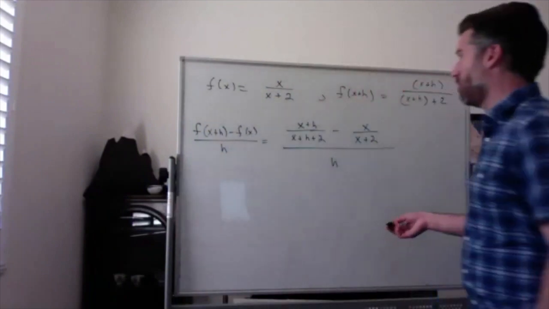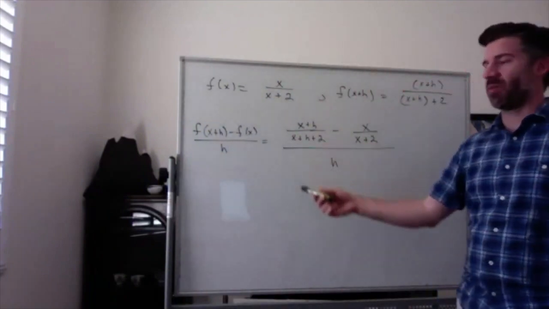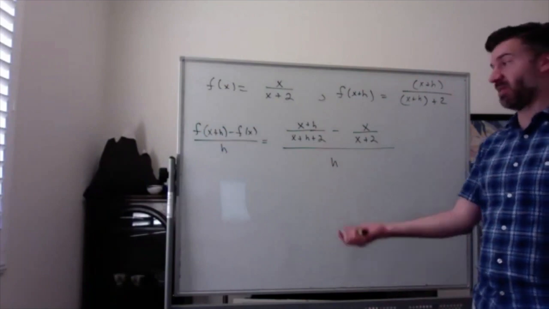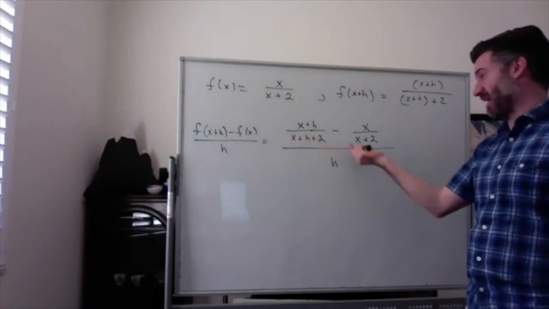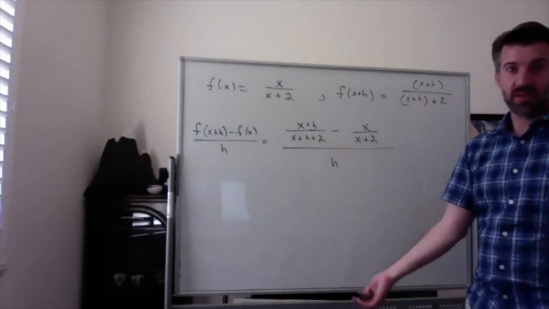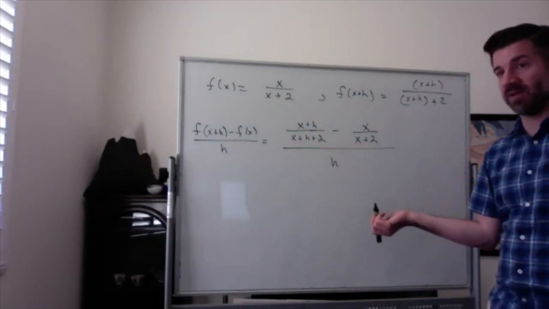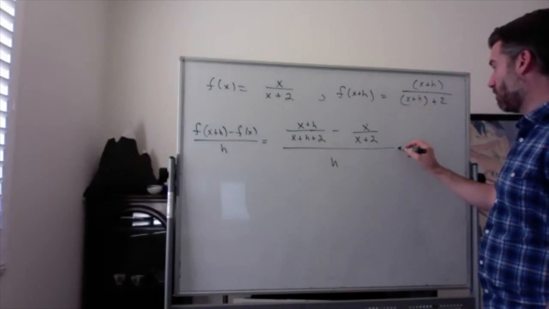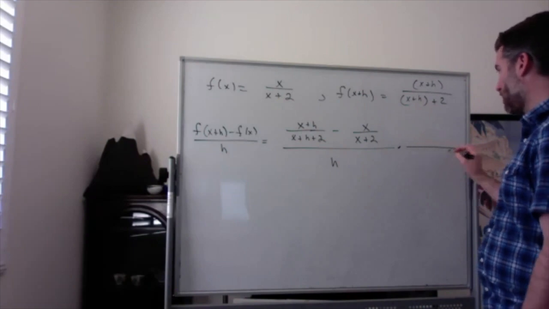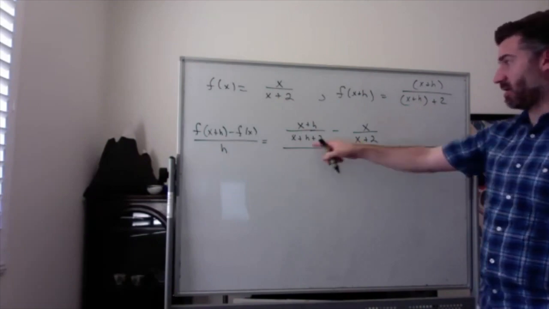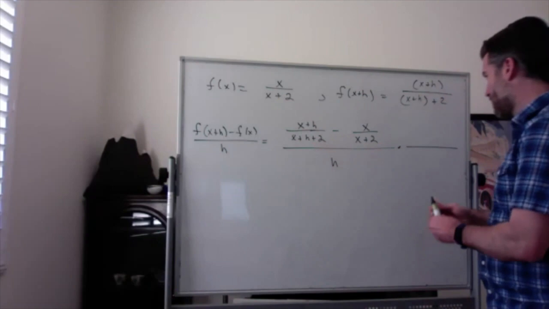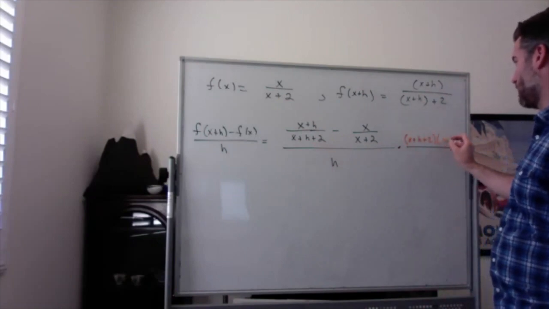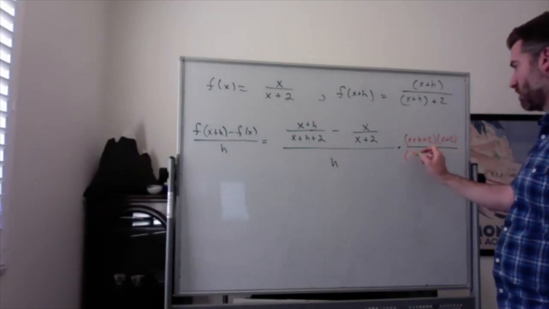It's not so terrible. The problem is, to deal with this numerator, we have to get a common denominator. And the common denominator is not particularly nice. It's really just x plus h plus 2 times x plus 2. So there's a couple different ways to deal with this. The easier algebraic way is to multiply both the top and the bottom by this common denominator. See how the orange looks. x plus h plus 2 times x plus 2. How's the orange? Can you guys see that all right?